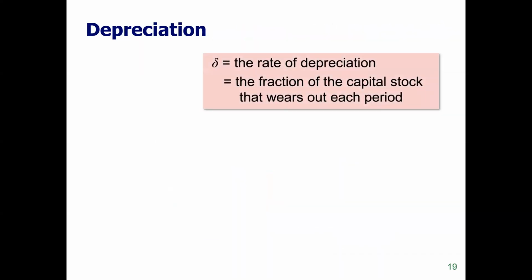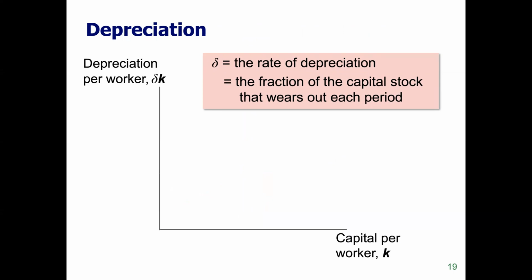Now we need to bring in depreciation. Little delta is the rate of depreciation, which means the fraction of the capital stock that wears out each period. Now, delta is just a constant, and so if you look at depreciation per worker, that's just a straight line out of the origin as a function of capital per worker. The slope of that line is always delta. One more unit of capital, you're going to get delta more units of depreciation.